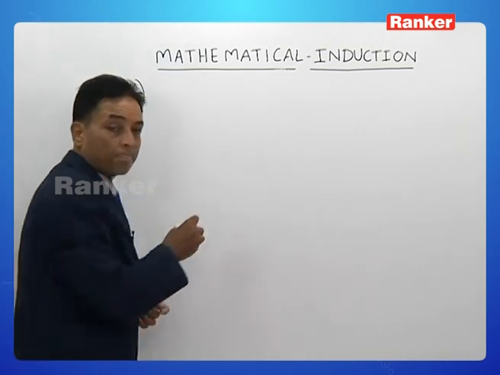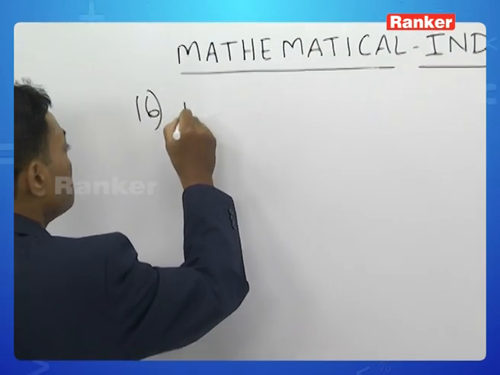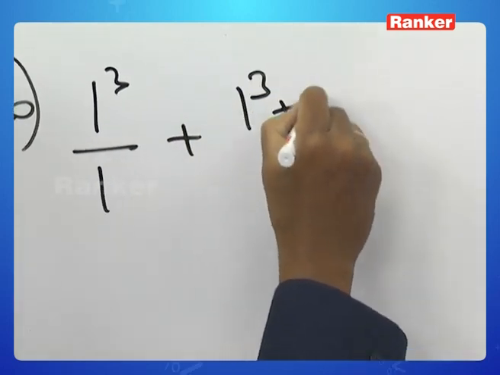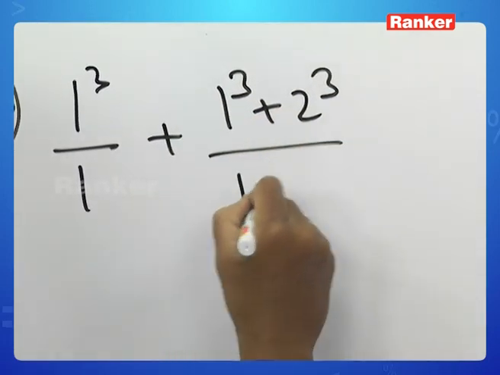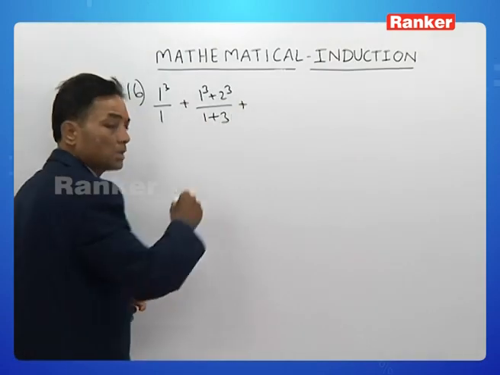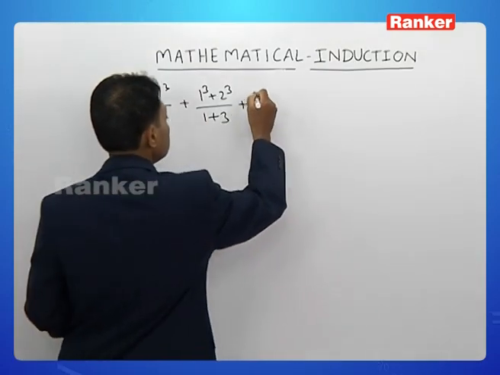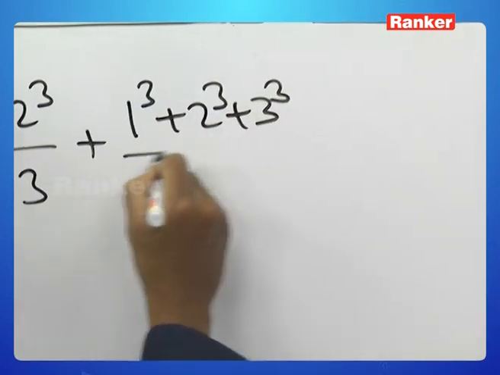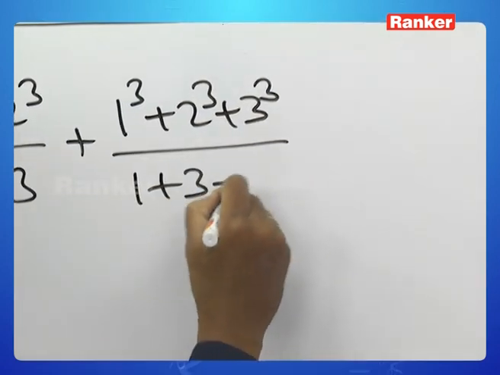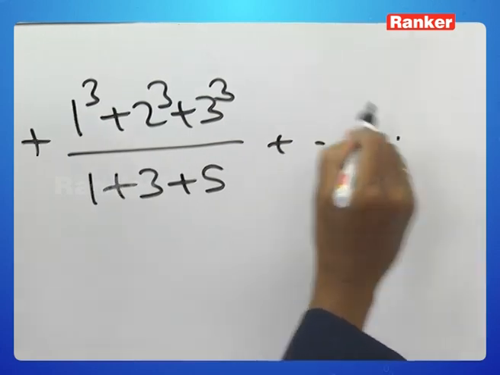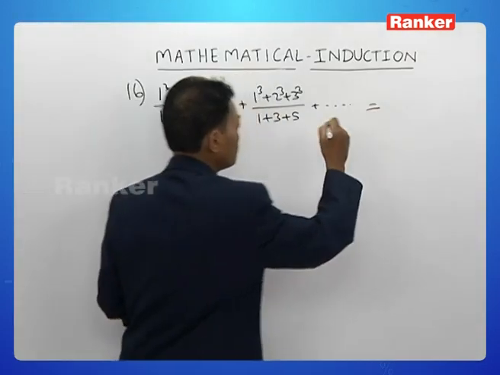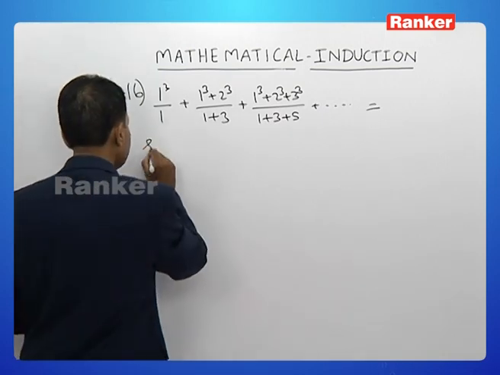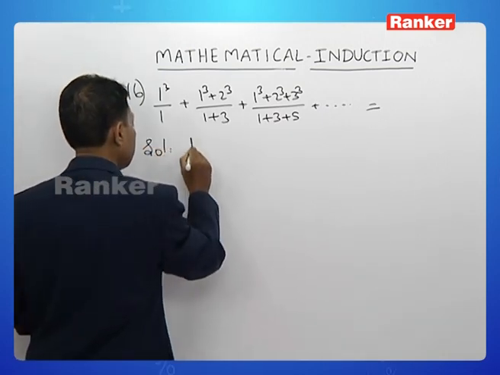16th question. 1 cube by 1, 1 cube plus 2 cube by 1 plus 3, and 1 cube plus 2 cube plus 3 cube by 1 plus 3 plus 5 and so on up to n terms. What is the total value? Okay. Now here, what is your nth term? Let us first find nth term.